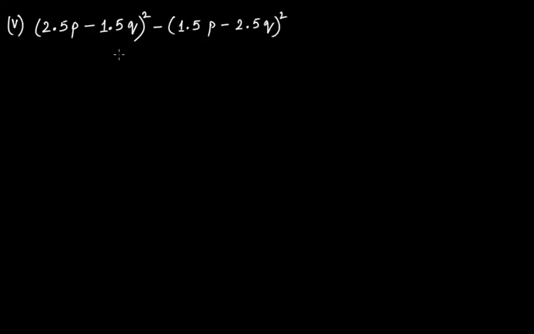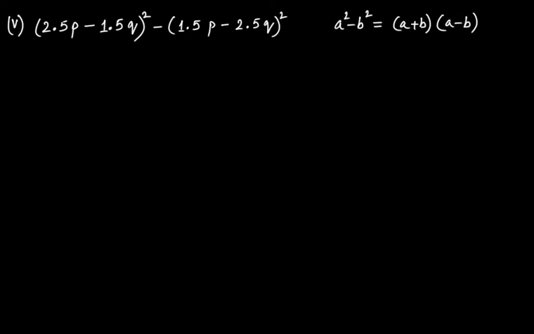Here you have 2.5p minus 1.5q whole squared minus 1.5p minus 2.5q whole squared. Again you have this minus sign here, this is squared, this is whole squared. Instantly think of a squared minus b squared. Okay, if this comes to your mind, then this is equal to a plus b multiplied by a minus b, the standard identity number 3.